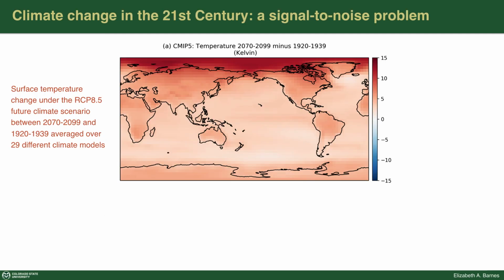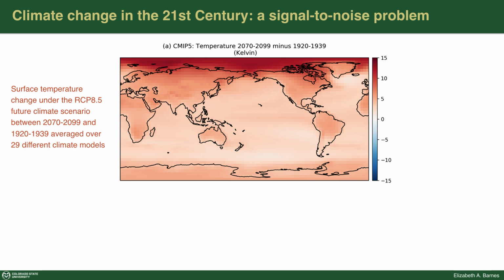So climate change in the 21st century is really a signal to noise problem. What I'm showing you here is a picture of the surface temperature change between the end of the 21st century and the beginning of the 20th century. Now, these temperature changes have been averaged over 29 different climate models and are under the RCP 8.5 future climate scenario. So a scenario with quite a bit of anthropogenic emissions.